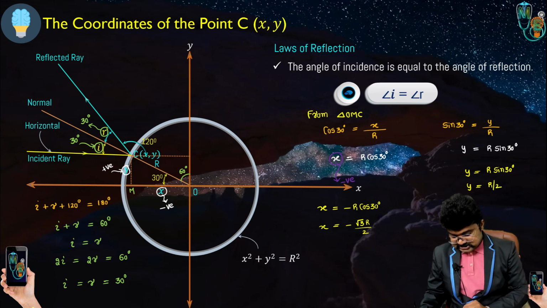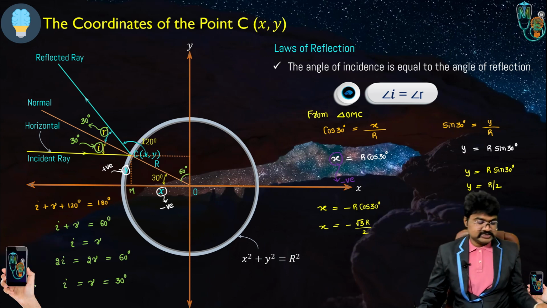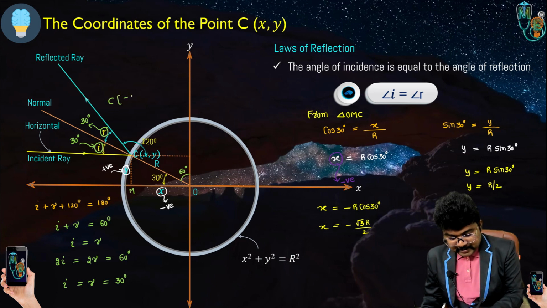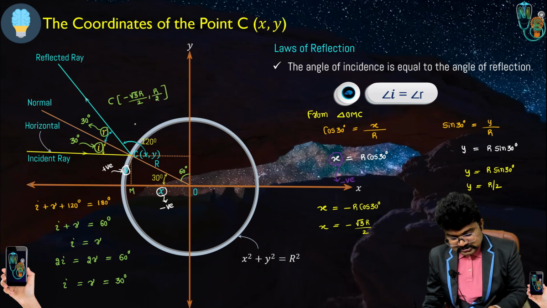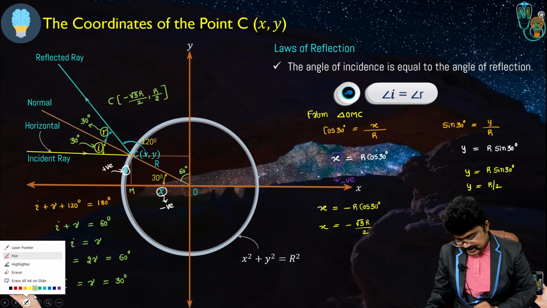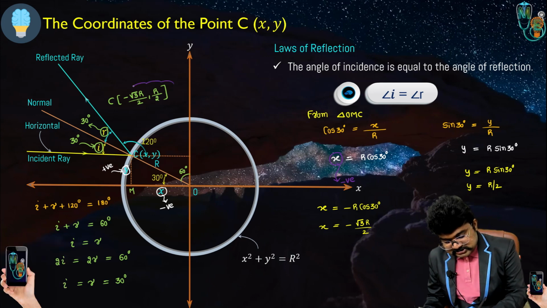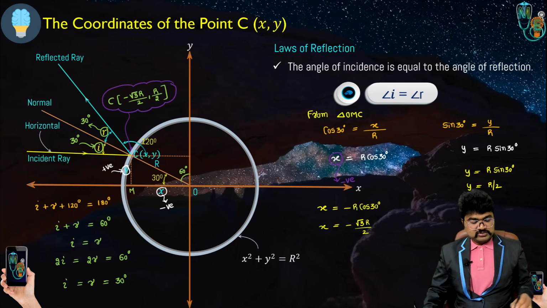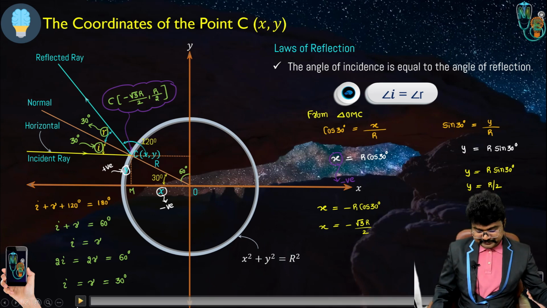So finally, what is the point C here? What is the point C here? So here the point C, I can write it as minus root 3 R by 2 comma R by 2. This is the point C. So x will be negative, y will be positive.